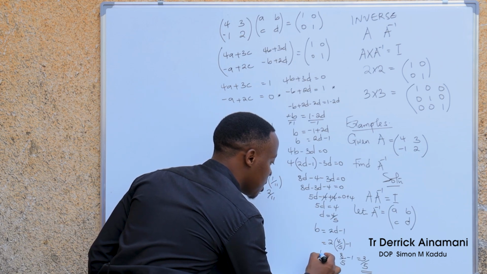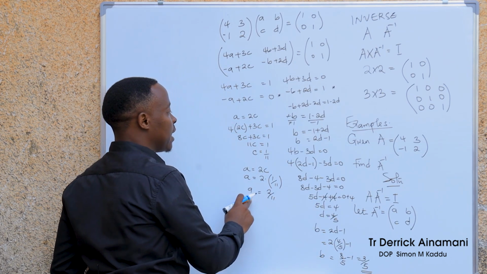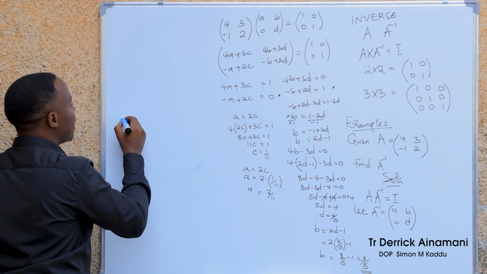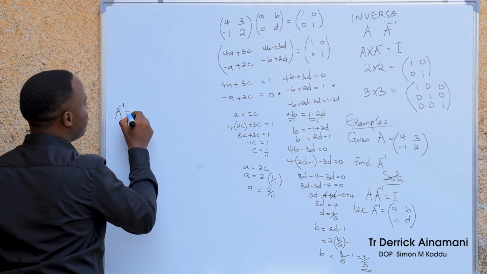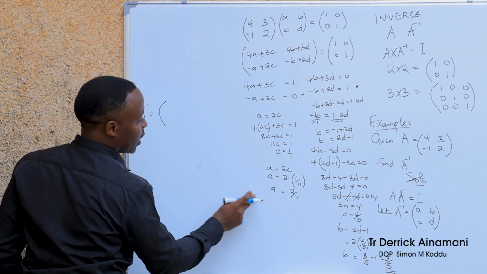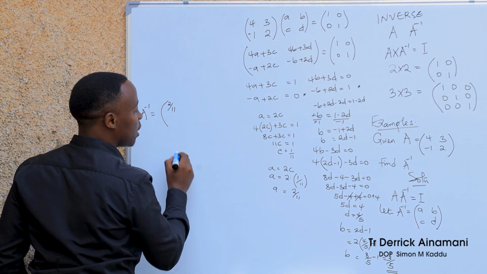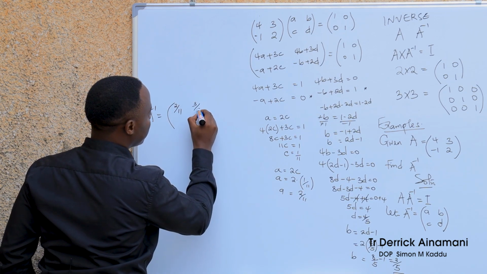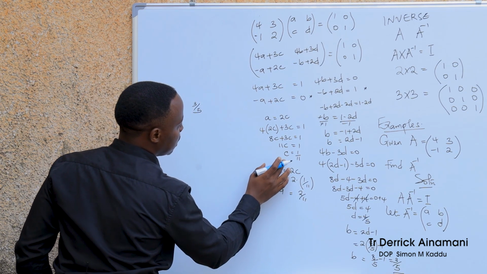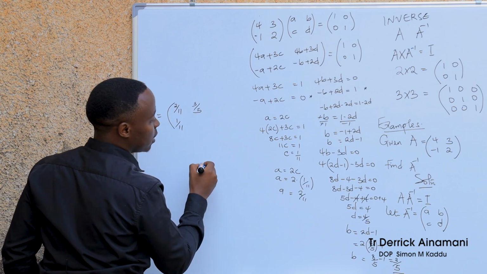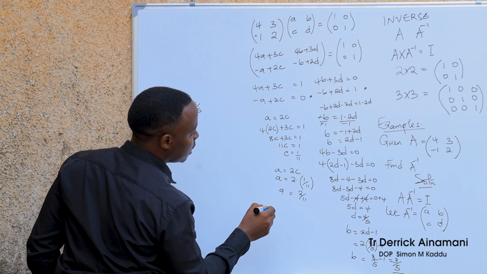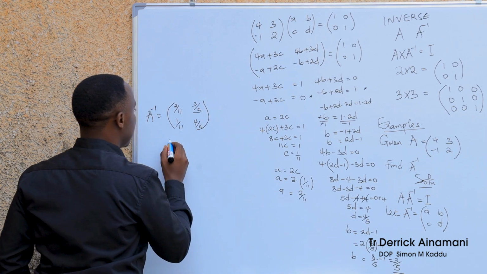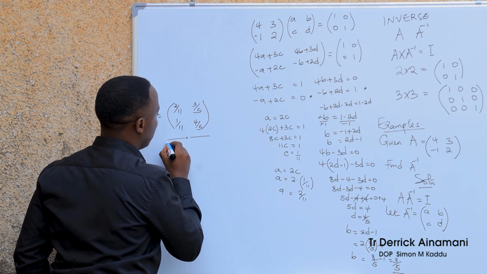So I have my b, I have my a, I have my c, I have my d. So I come here and I conclude, I say my inverse of a will be equal to, where a is, I put 2 over 11. b is 3 over 5. c is 1 over 11. And d is 4 over 5. This is the inverse of a.